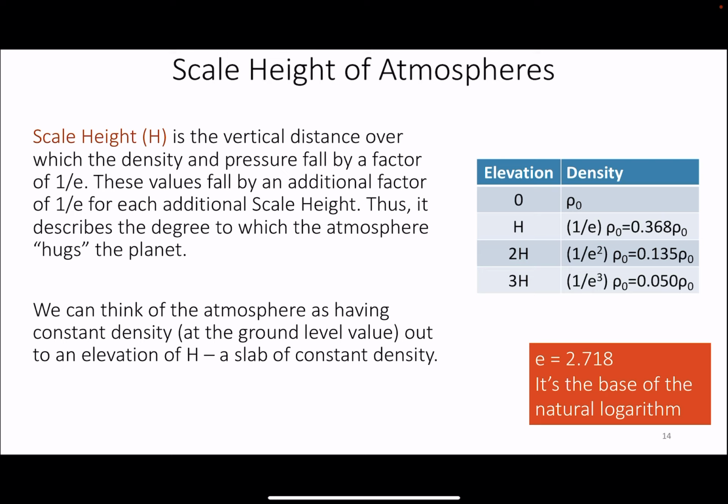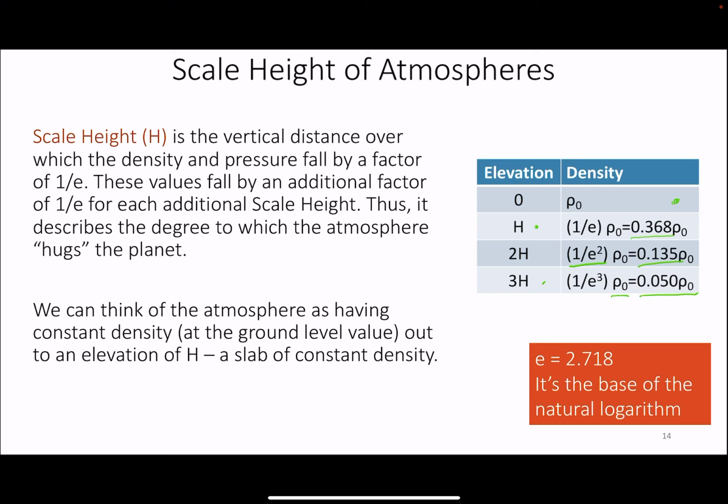And so at the surface, at elevation 0, your density is whatever it is, rho 0. And at an elevation of h, a scale height of h kilometers, whatever that number is, your density is 1 over e times rho, and 1 over e is 0.368. 2 scale heights out, it's 1 over e squared, so 0.135 times rho, and then 3 scale heights out, you can see here the same.